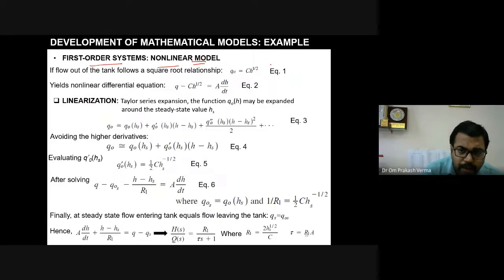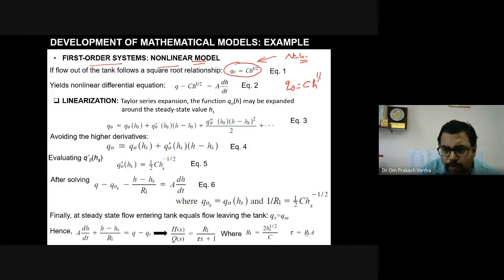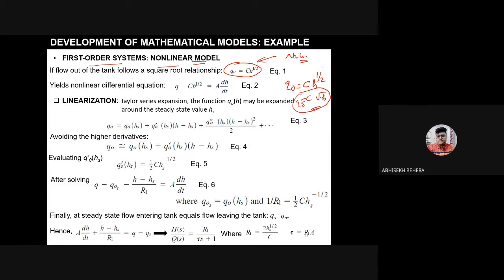However, when it follows a non-linear characteristic, it is defined like this one. We have taken it as an example. Q naught is equal to C, a valve constant, times H to the power 1 by 2, or you can say root H. So this is non-linear in nature. Is it linear or non-linear? Non-linear.